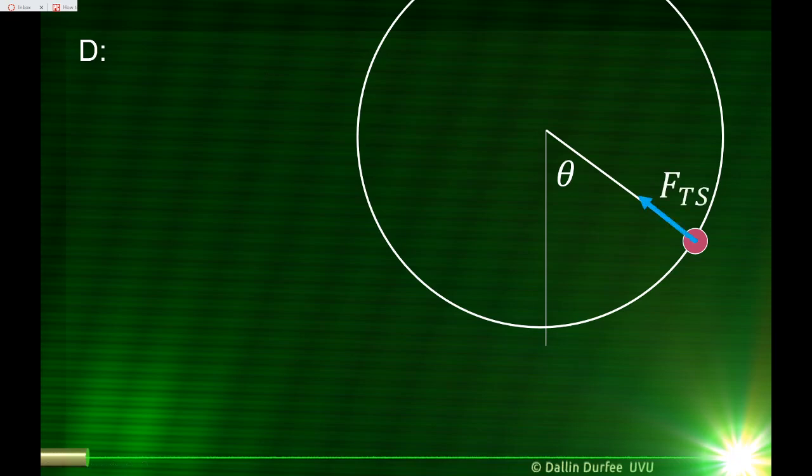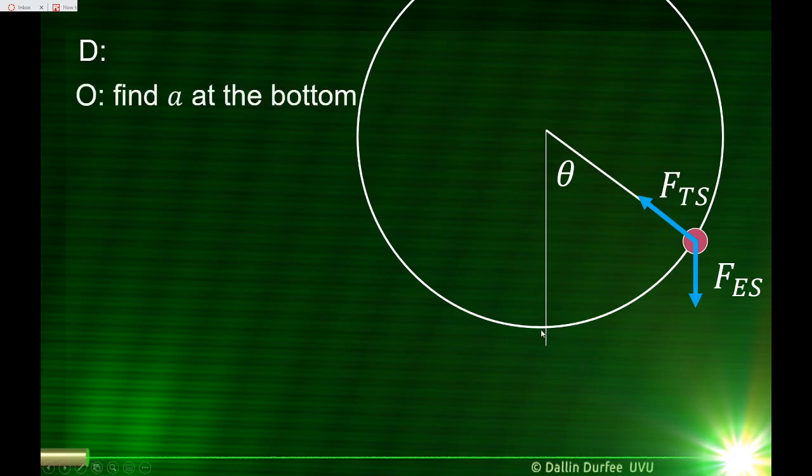Now, the forces on my swing are first the force of tension from the chain on the swing, and then there's the force of the earth on the swing. There's gravity. My objective is to find the acceleration when I get to the bottom.